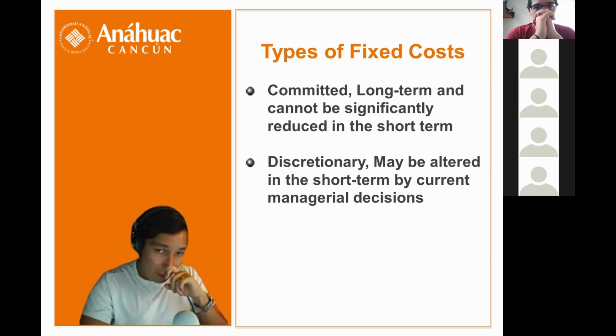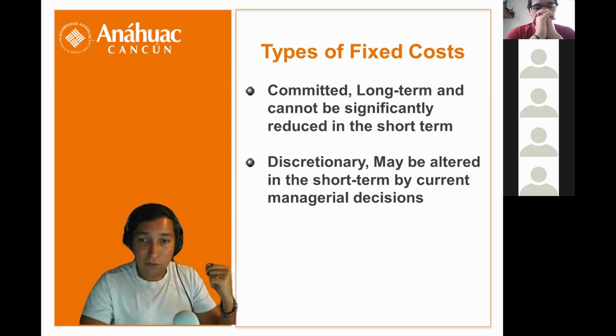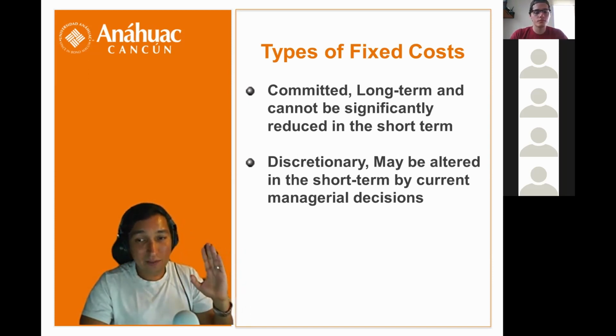So we do have a little bit more control over some of these things. So those are discretionary fixed costs. Okay, still fixed. But when we talk about fixed cost, you are often going to hear us follow it up with "within the relevant range."